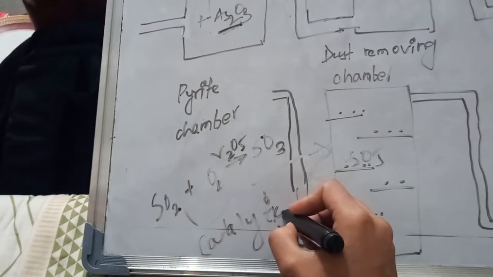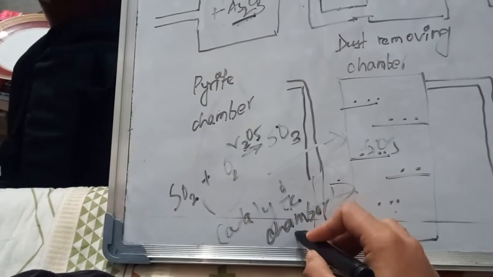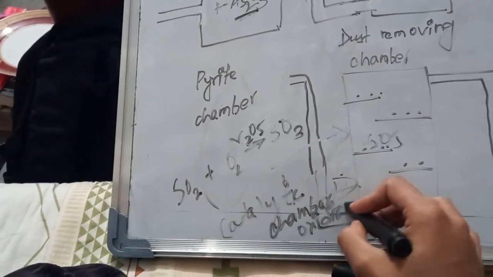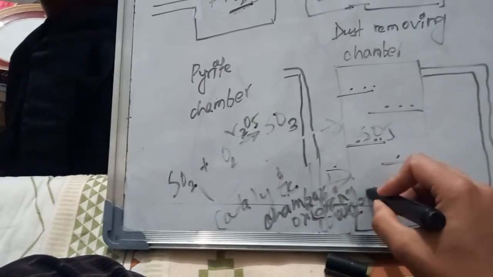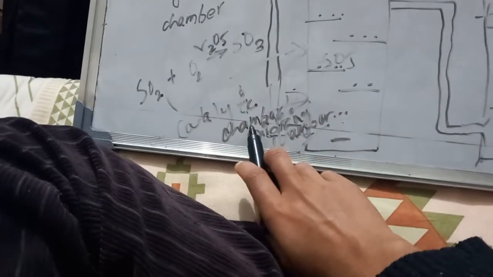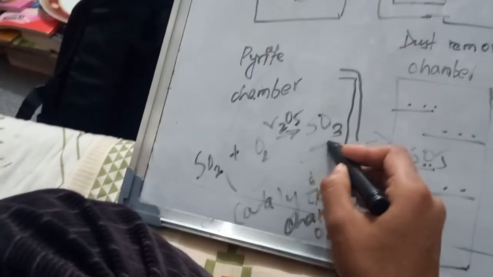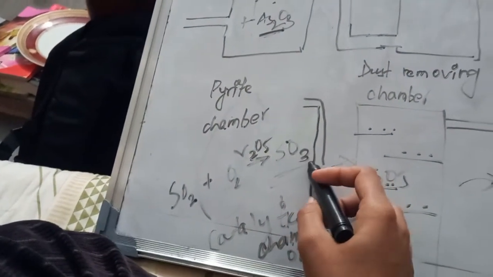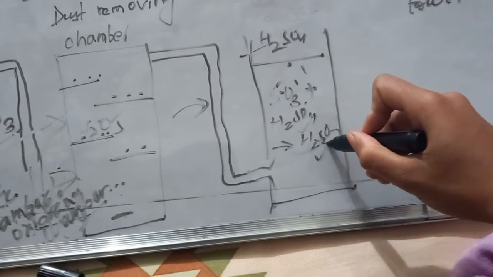We call this the catalytic chamber or oxidizing chamber. Now let's move on. Now it will be transformed to H2SO4. We got SO3 from this process, and this SO3 will react with H2SO4 to form H2S2O7.